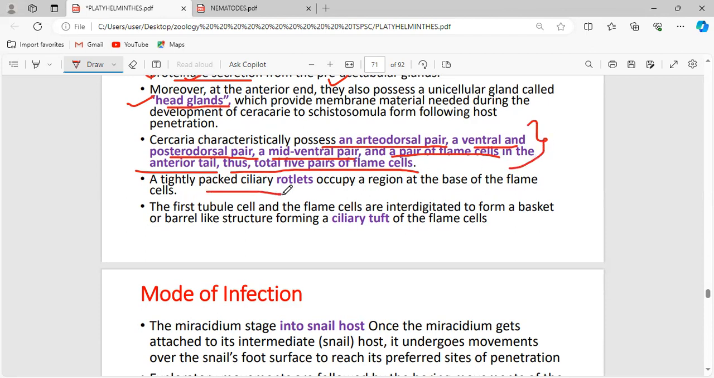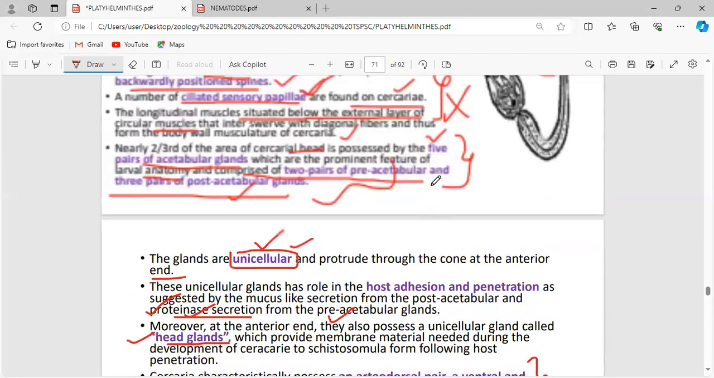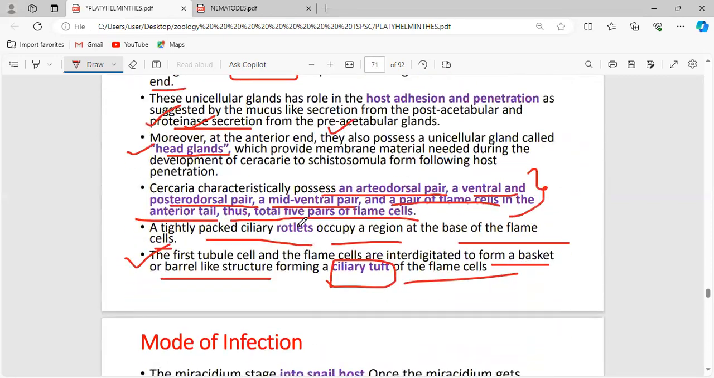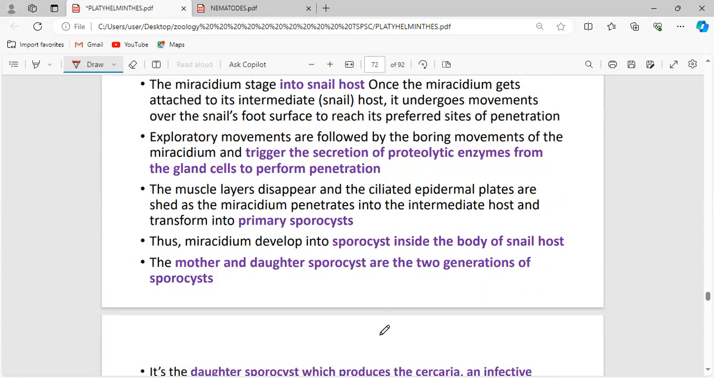Tightly packed ciliary rosettes occupy a region at the base of the flame cells. The first tubule cells and the flame cells are interdigitated to form a basket or barrel-like structure, forming a ciliary tuft of flame cells. So you have to remember cilia play a major role when it comes to the miracidium as well as the cercaria. These two stages are the most important stages of this parasite, Schistosoma, and of how this infection occurs.